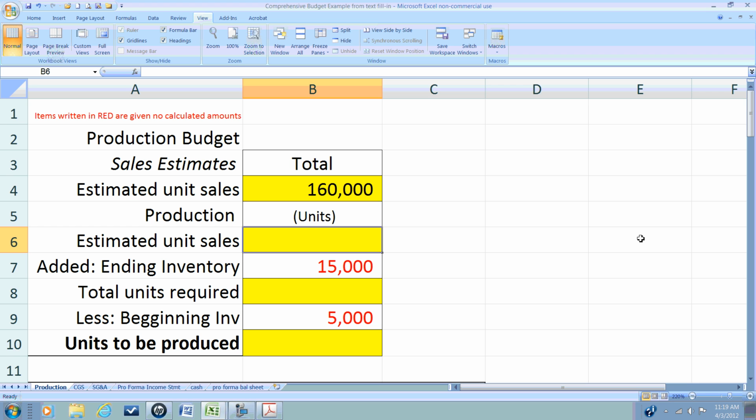We can now determine the number of units that have to be produced. We're going to take the sales amount of 160,000. The company has established a policy that they want an ending inventory of 15,000. So the total number of units that have to be available during the period are our sales units and our ending inventory.